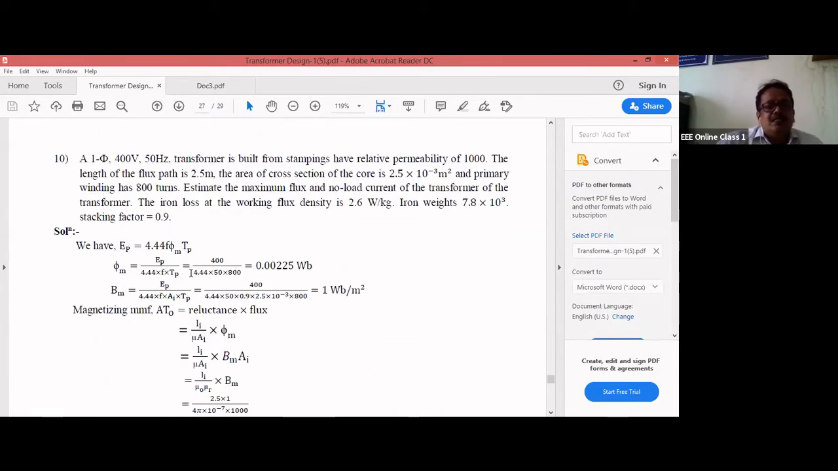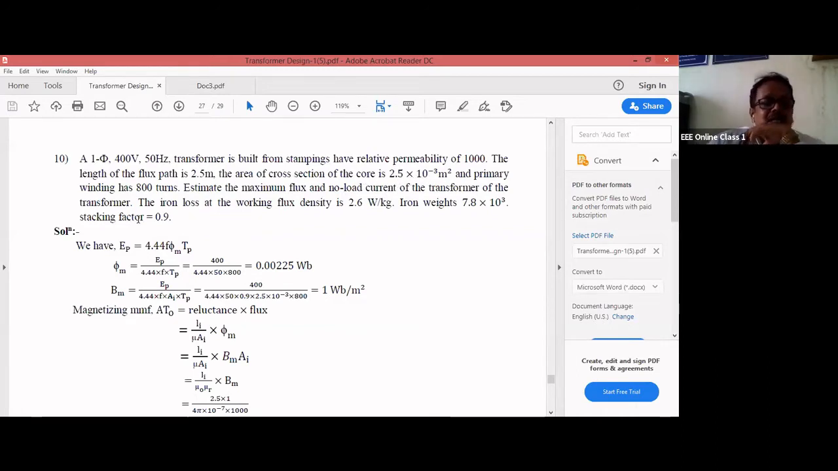Once you find this, you are going to use it to calculate BM. So phi m is nothing but BM into AI. Phi m is nothing but BM into AI, so AI goes to the denominator. EP is 400, equal to 4.44 F BM AI. AI can be written as KS into AGA, the net area: AI is nothing but KS into AGA. So what is KS? KS is the stacking factor, 0.9. So 0.9 into AGA, which is the area of cross section of the core, 2.5 into 10 power minus 3.